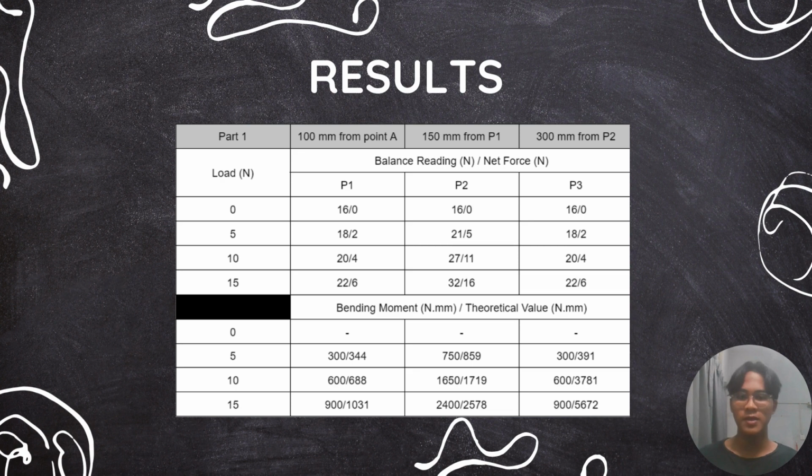The formula for net force is the new balance reading minus the initial reading. Using those data, we can get the bending moment and the theoretical value of P1, P2, and P3.